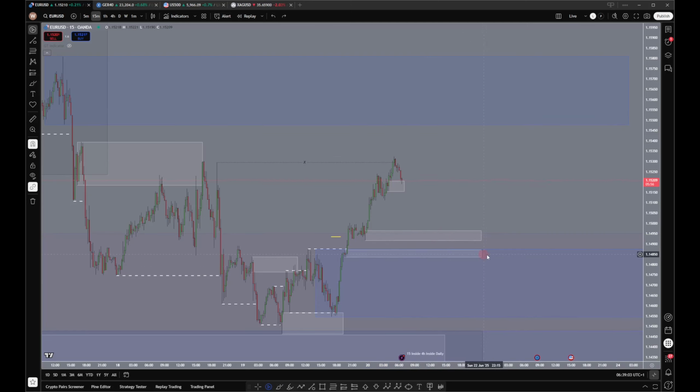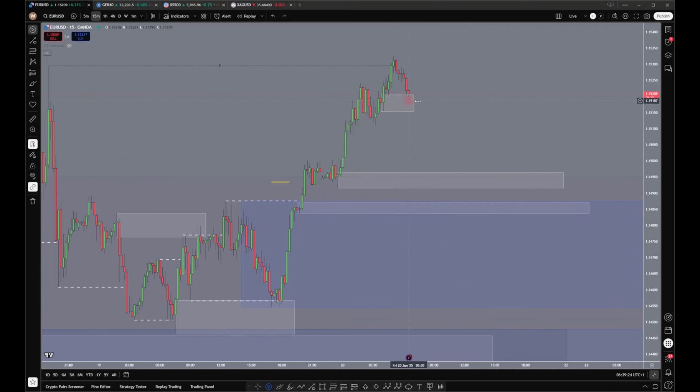This area of 15-minute demand's also resting inside the 4 hour demand. So that gives us a second confluence that this is the area that's going to be used for the move. But yeah, we're just waiting for a pullback into a 15-minute demand zone. So we do have one here. So we could drop down to a lower time frame and see if we can play the reaction.